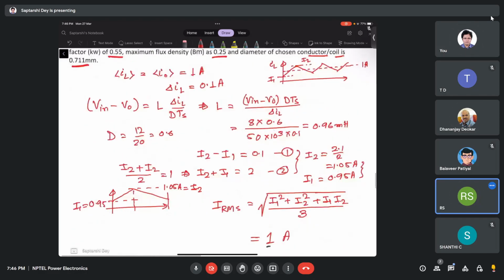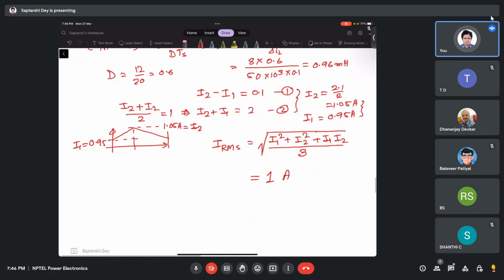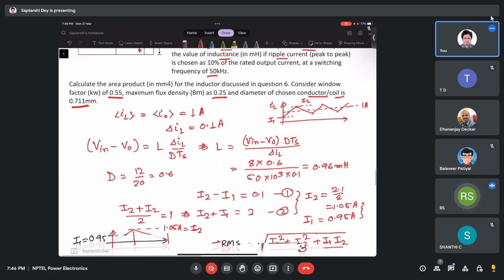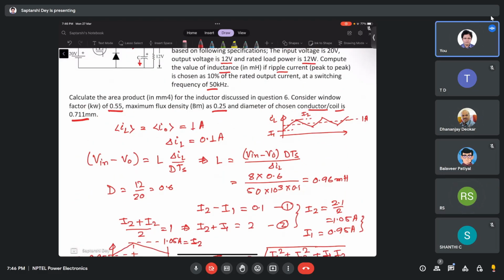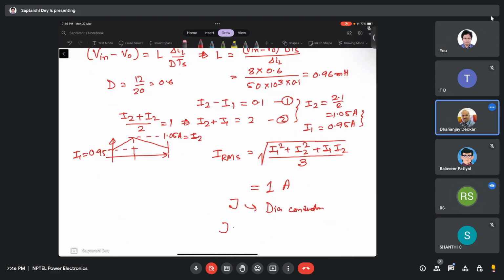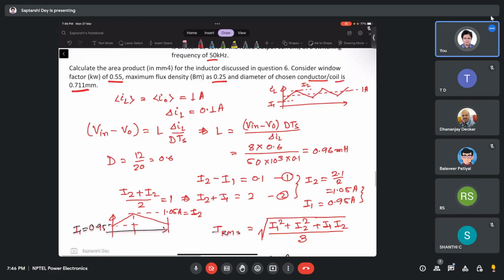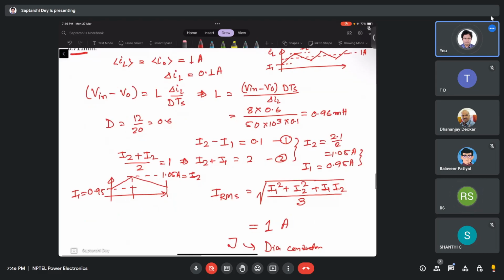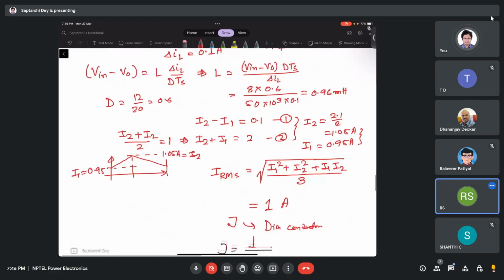this RMS current. Actually, the rule is that we find out the RMS, then we take some value of J. From there, we find out the diameter of the conductor. We discussed this last week, but they have given the diameter of the chosen conductor of coil. Let us find out what J they have taken. They have taken 1 ampere by 0.711. Oh, this is diameter.